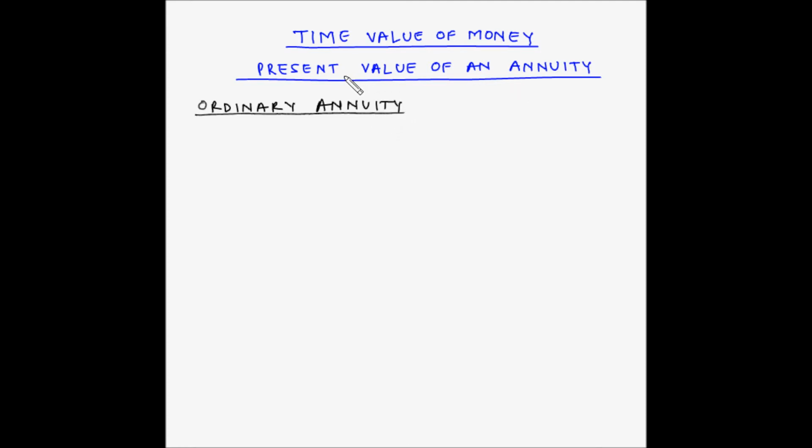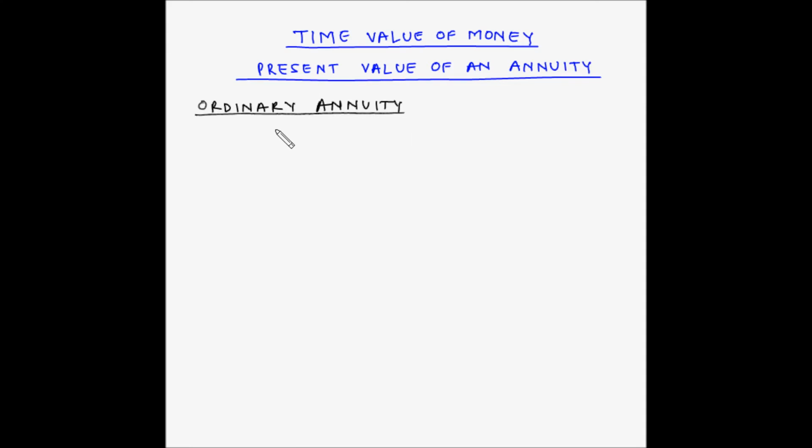So in order to understand the concept of present value of an annuity, let's first take the case of an ordinary annuity. Now again, what is an ordinary annuity? So if the payments occur at the end of each period, the annuity is called an ordinary annuity.